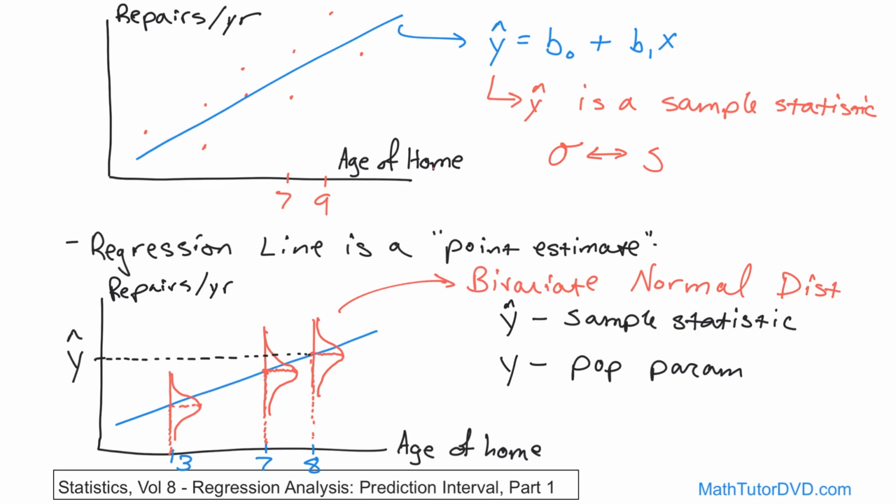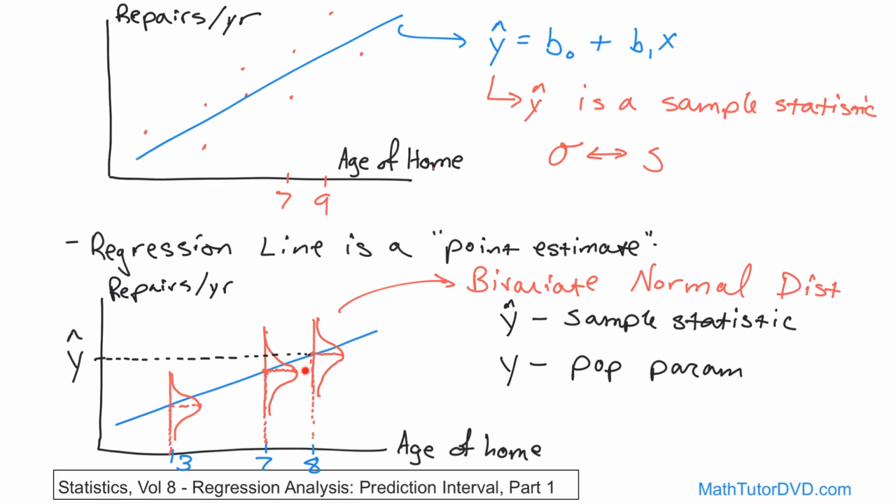If I could go and ask everyone in the country with an 8-year-old house how many repairs per year, some would answer 15 per year, some would answer 10 per year, some would answer 7 per year, 6 per year. It would form a normal distribution like this. All of these values that I get back from the population, they don't have y hat. Y hat are only the values on the line here. We just call it y. It's a population parameter that comes from this guy.